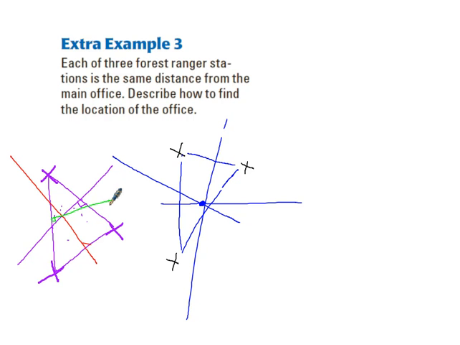If the green perpendicular bisector is equal distance to station 1 and 2, and the red perpendicular bisector, every point on it is equal distance from station 2 and 3, then the blue perpendicular bisector is also equal distance from stations 1 and 3. This point of concurrency is equal distance to all three of the forest stations.